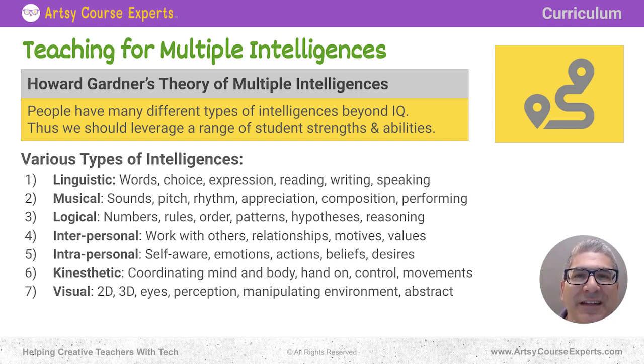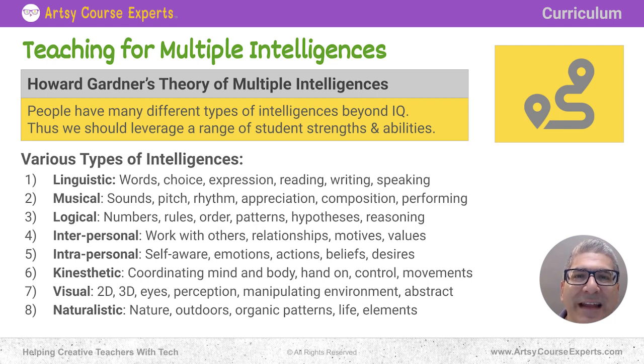The final type of intelligence that Gardner called out is naturalistic. These are students that connect with nature and the outdoors, organic patterns like the shape of trees, what appears to be a pattern, but then there's this sort of randomness, life, the elements, fire, water, earth, all those kinds of things. So there are students that just get and love nature and they connect with it. You might want to teach them in a way that makes the most sense to them. As an example, showing them a picture of outside of your studio instead of a slideshow with bullets.